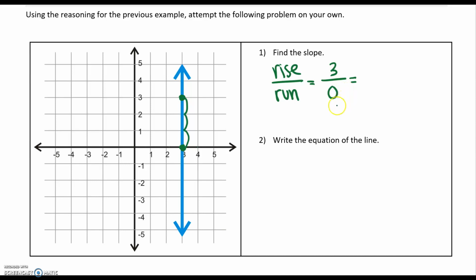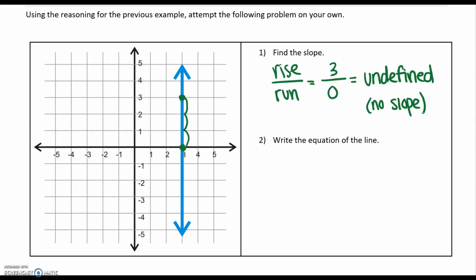So there's a rule in math that you can't divide anything by 0. You can't take 3 of something and divide it into 0 pieces. It's not possible. It won't work. So anytime you try to divide by 0, the answer is that's undefined. Okay, or another way to say that is there actually is no slope.